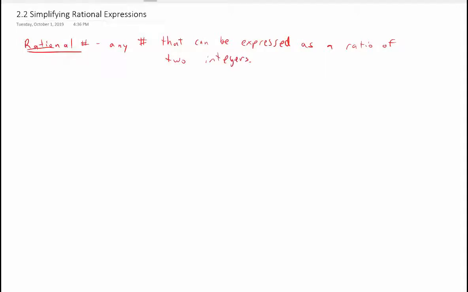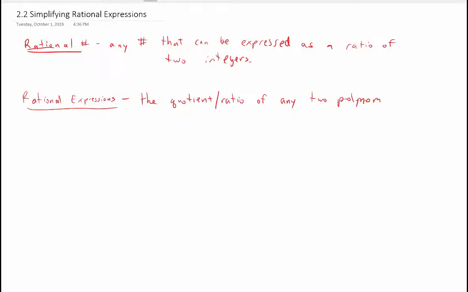So what we want to talk about today is rational expressions. What do we mean when we say rational expressions? Well, similarly, still the same root word, still a ratio. But when we talk about rational expressions, we're talking about a ratio of two expressions. So a rational expression could be defined as the quotient or ratio of any two polynomials.